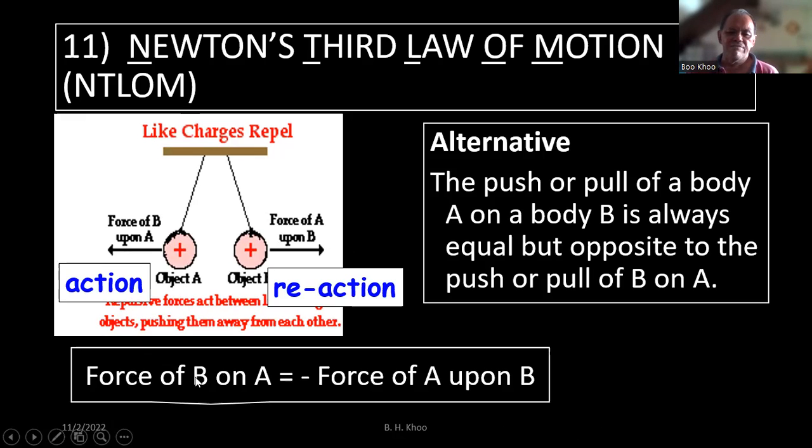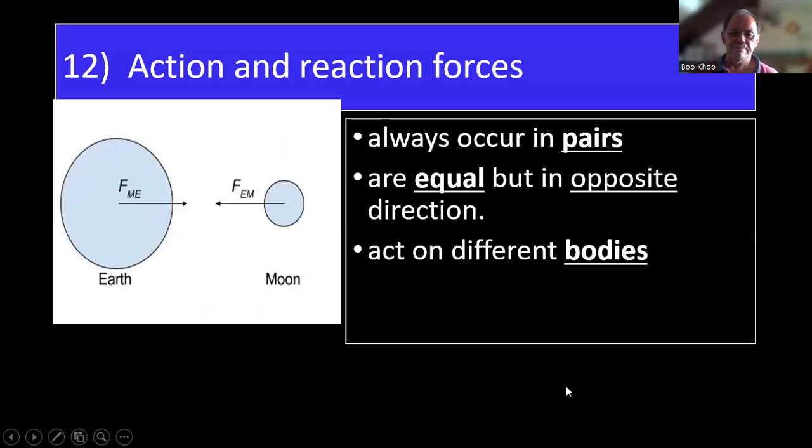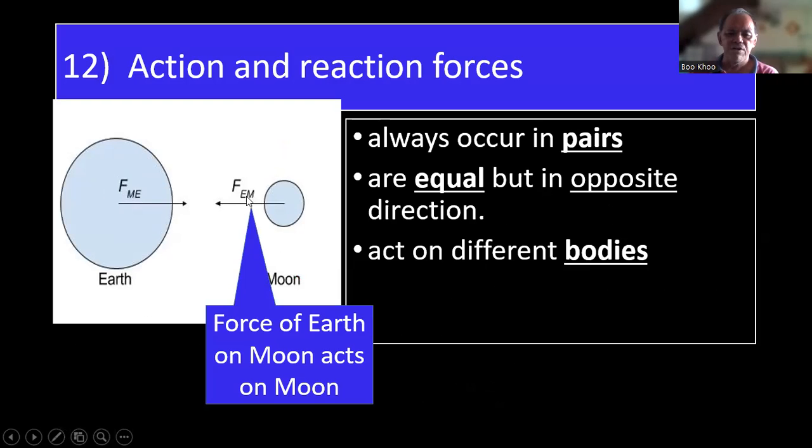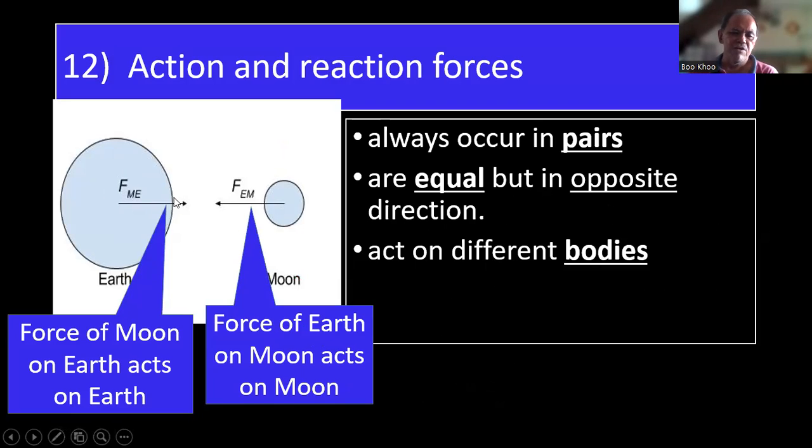So in this case, the force of B on A equals, we put a negative sign, the force of A upon B. This is the same as the Earth and the Moon. They always occur in pairs. The two of them are equal but in opposite direction. This one acts on the Moon, this one acts on the Earth. This is a short form for the force of Earth on Moon. This one acts on the Moon. This is the force of Moon on Earth, which acts on the Earth. This is a gravitational force. We will study it, I think, in topic 6.